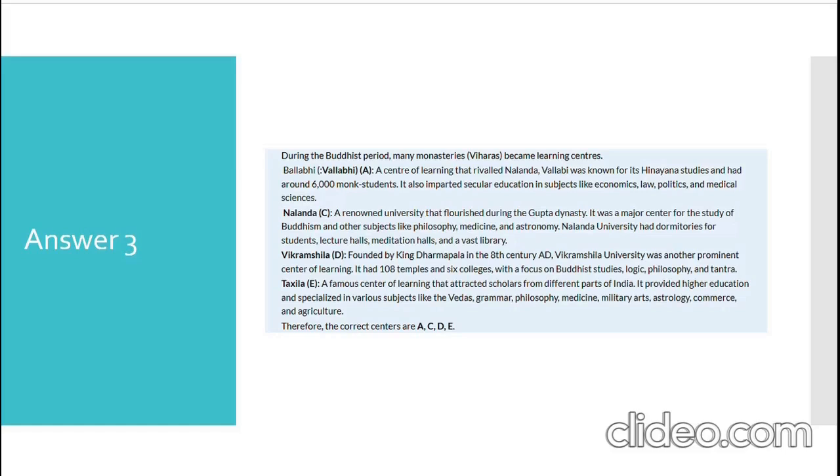Takshila is also a famous center for learning that attracted scholars from different parts of India. It provided higher education in specialized subjects like the Vedas, grammar, philosophy, medicine, military arts, astrology, commerce and agriculture. So the correct centers were A, C, D and E.